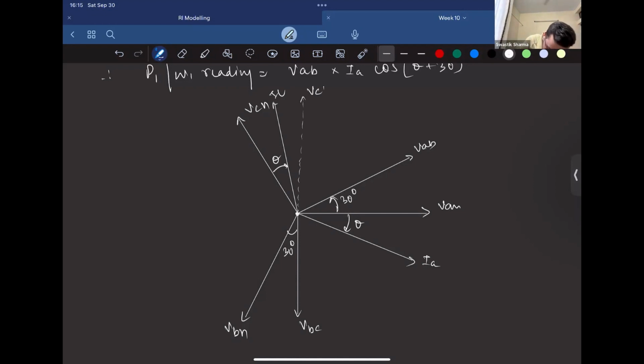So let's superimpose over here. This would be VCB, right? Minus of VBC. And what would this phase angle be? Can anyone tell me? So how can we get what this phase angle difference between IC and VCB is going to look like?